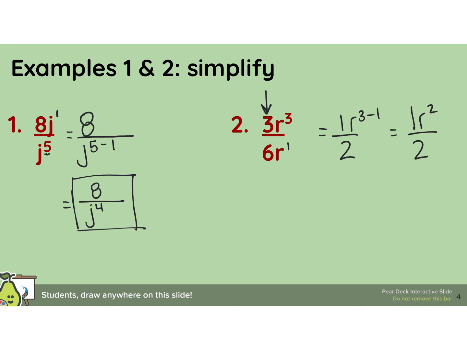Now, you're not going to see the 1, say, in your exit ticket. You would just see it like this. These are the same thing. We just don't really write the 1s in algebra, so I want you to get used to them not being there. So r squared over 2, final answer.